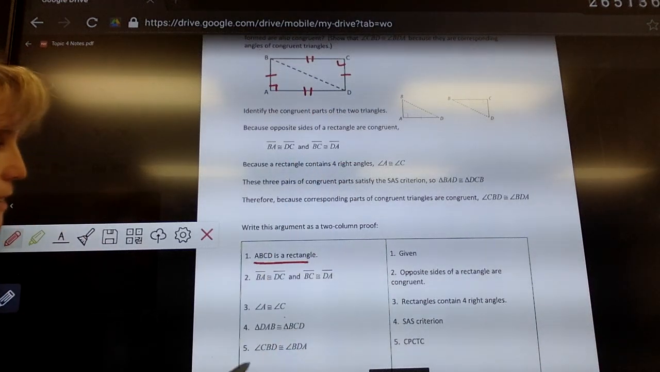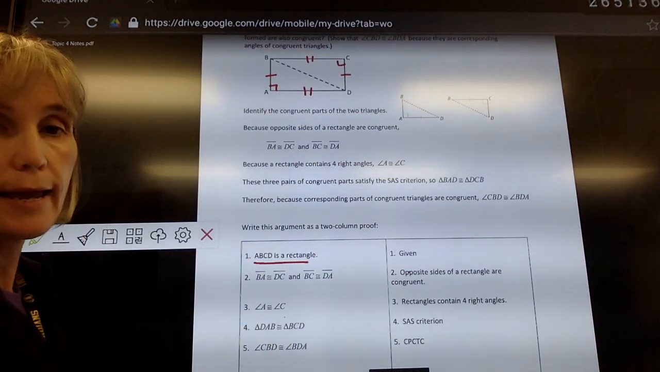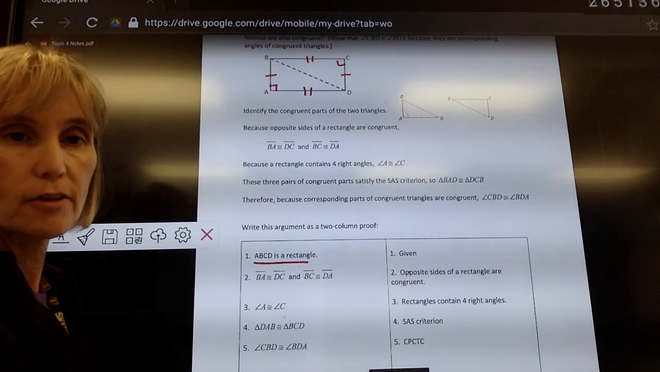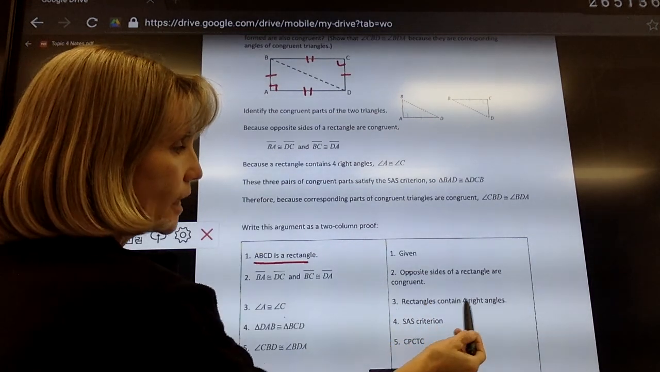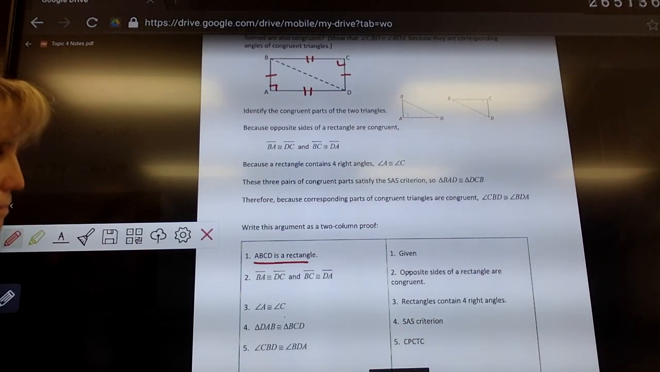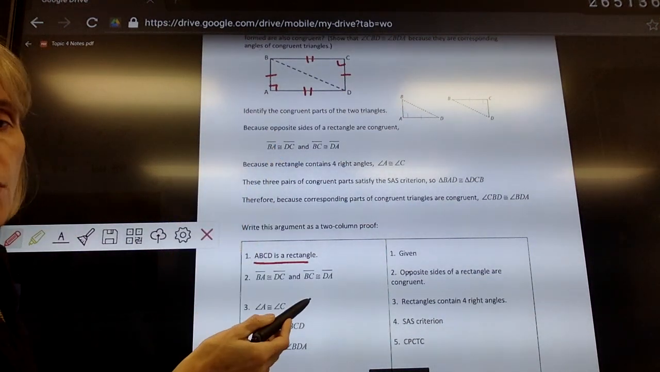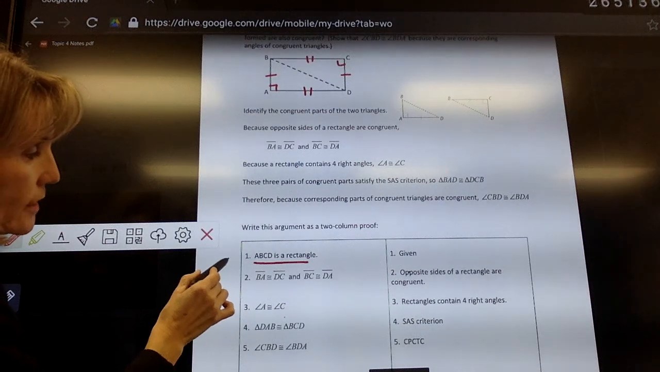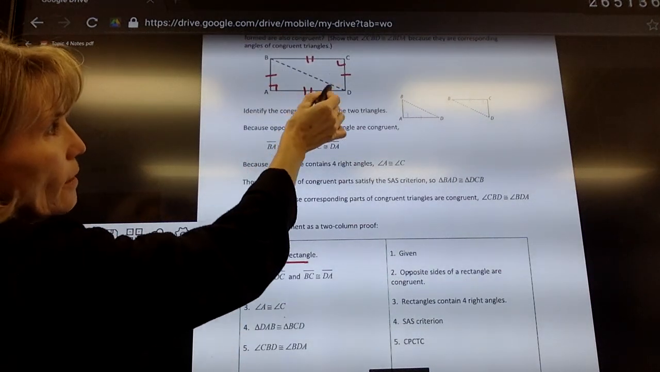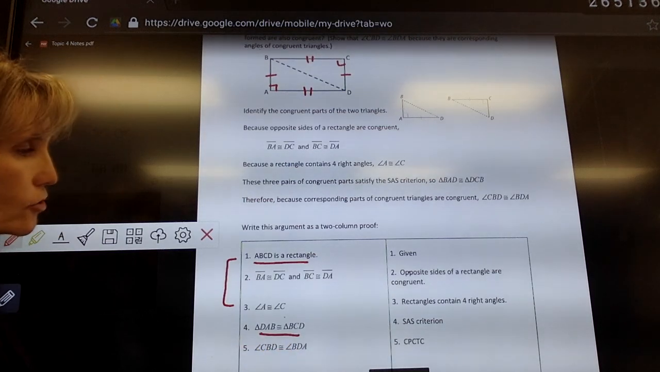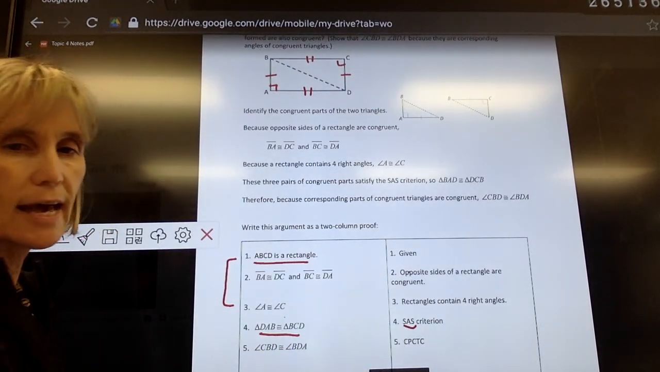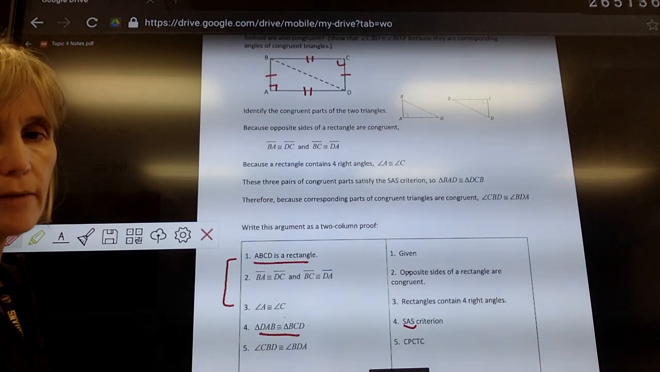Another thing we could say is that angle A and angle C are right angles, and then we can say they're congruent to each other because all right angles are the same measure. Rectangles contain four right angles. Okay, if I list these three statements here, I have now been able to mark off the parts, so I can make the statement that the two triangles are congruent. And my reason is SAS, that's side angle side.